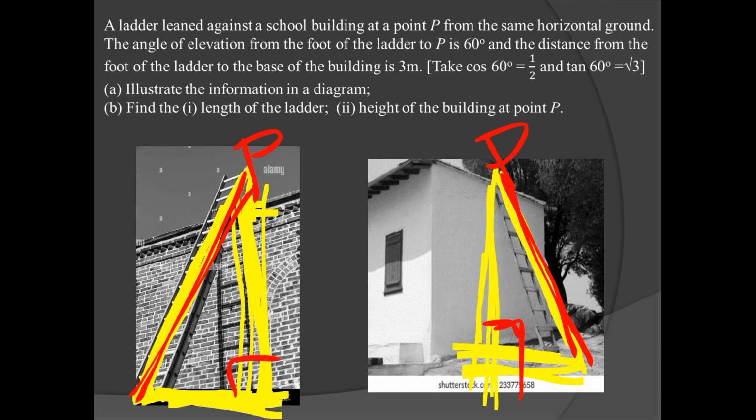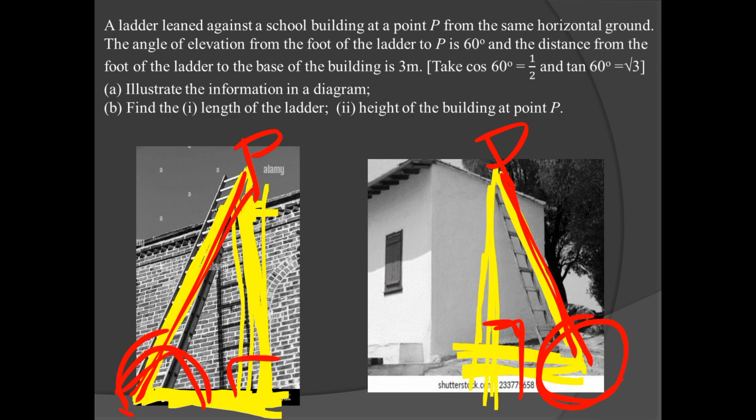You see at the foot here, the ladder is not touching the wall, right? Over here, the ladder is not touching the wall. But at the top over there, the ladder is touching the wall. So it leans against the building at point P. So the top is going to be P, from the same horizontal ground. So from the ground to the top, that is the P.